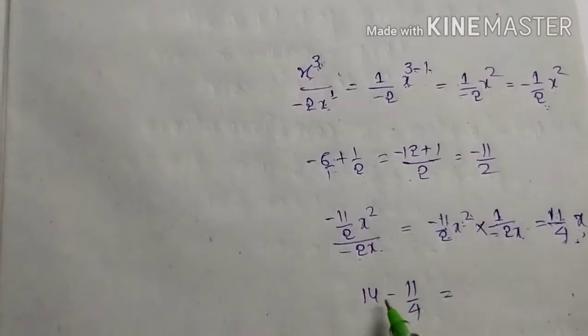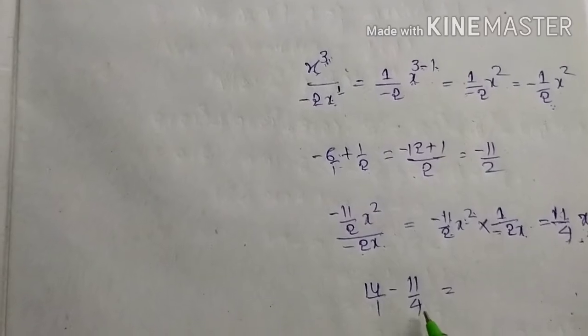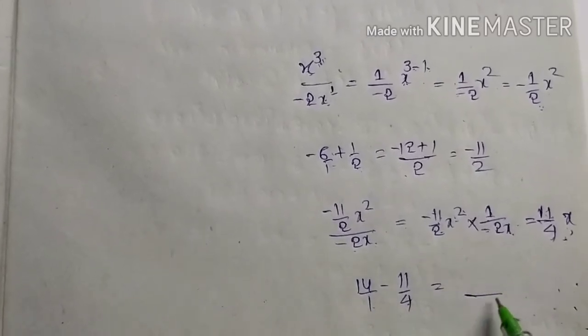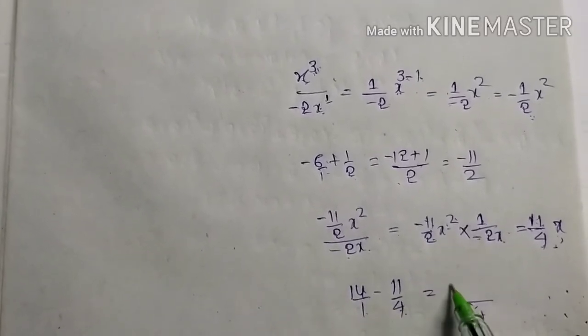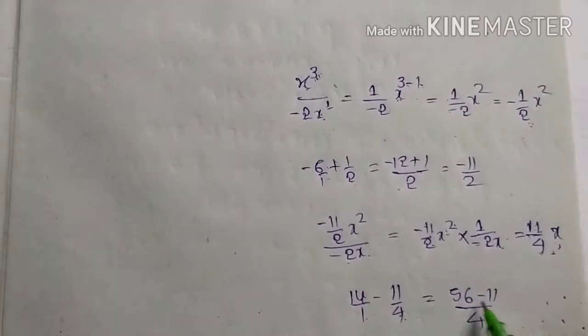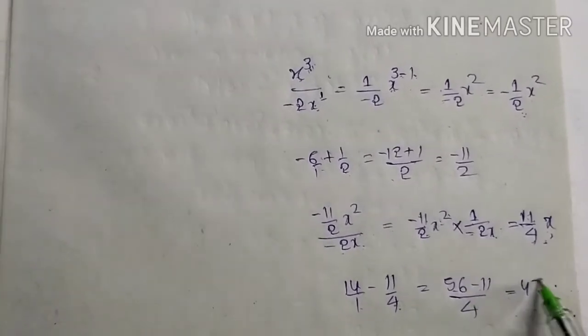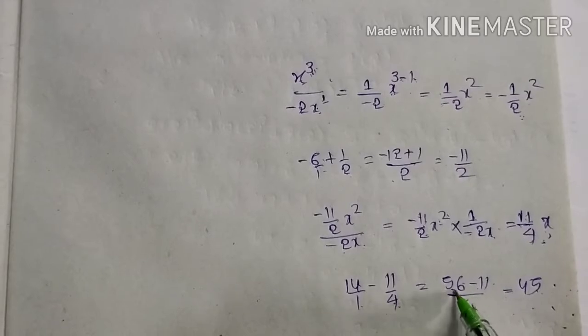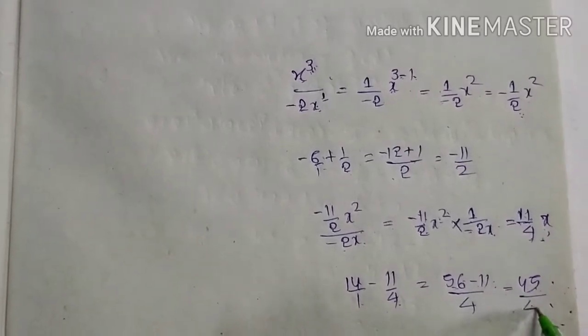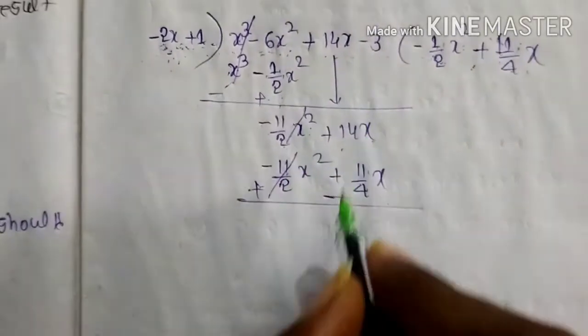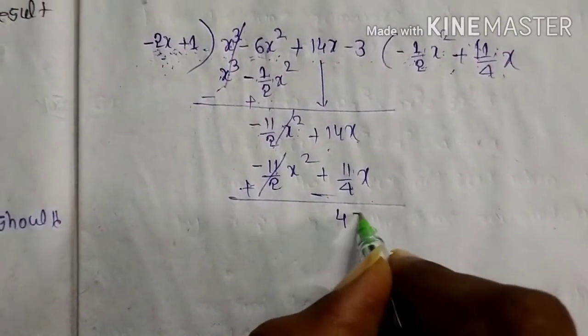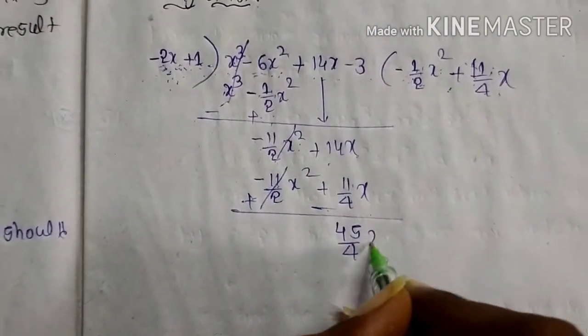How much will you get here? 14 means 14 by 1. What is the LCM? 4 only. That means 14 into 4 is 56. 56 minus 11 is 45, you will get 45 or not? That means 45 by 4 only. That means your remainder is 45 by 4x.